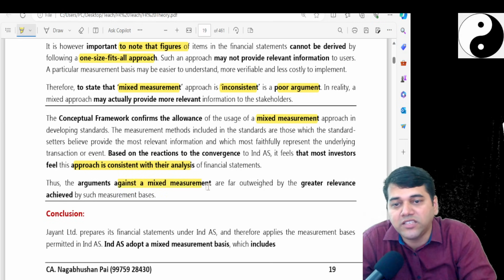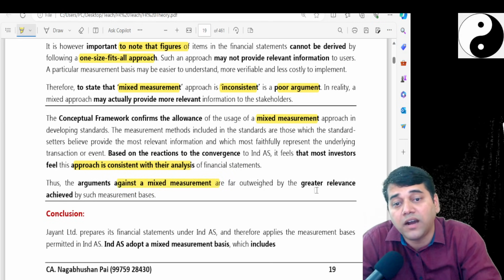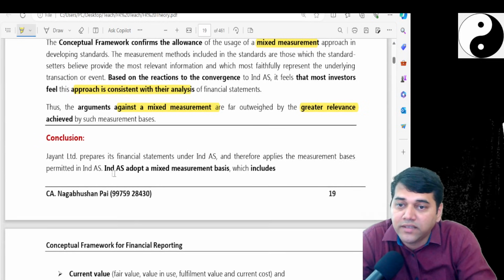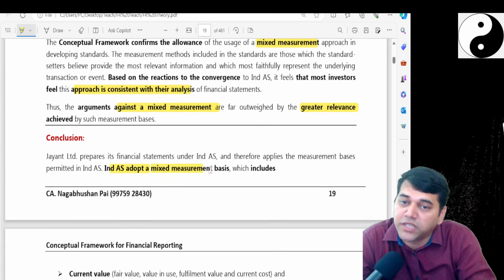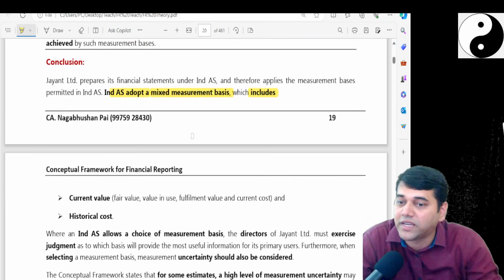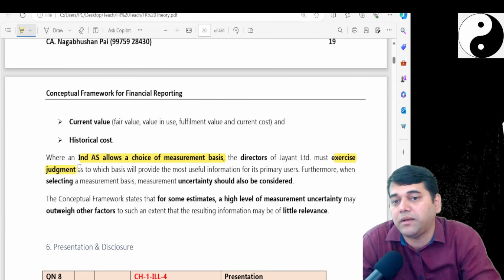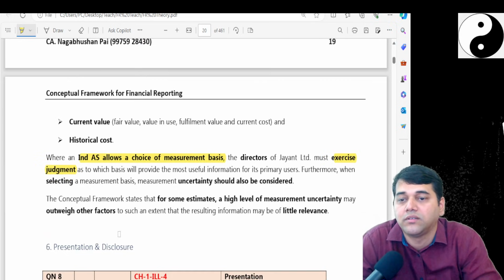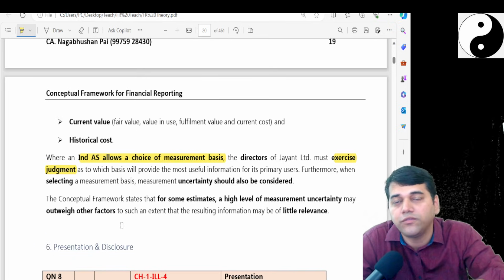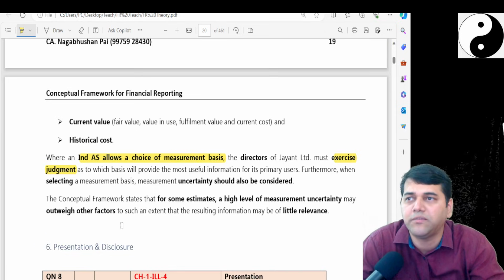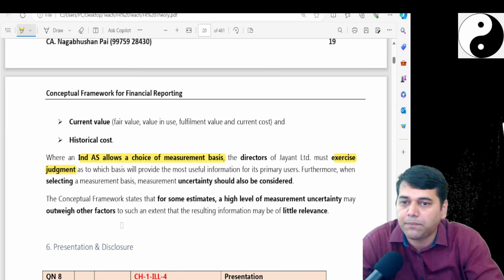So arguments against mixed measurement are far outweighed by the greater relevance. So Ind AS adopts a mixed measurement basis only, which includes current value and historical value, where Ind AS allows a choice of measurement basis. Directors must apply their judgment. So if they have given some choice of basis, should I take the fair value or this, like PPE revaluation model or this, apply your judgment.